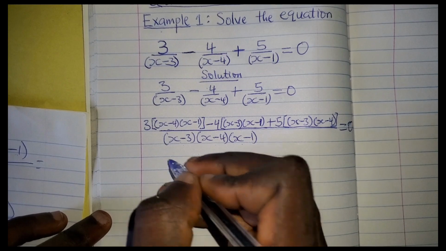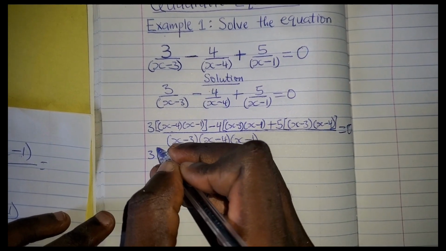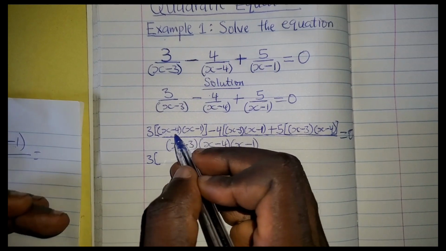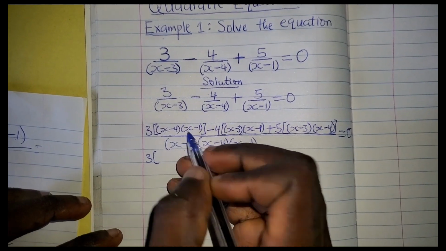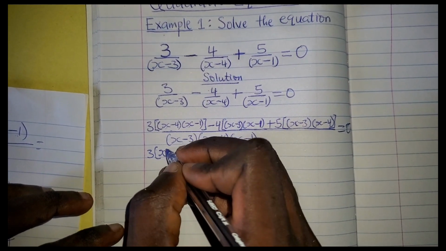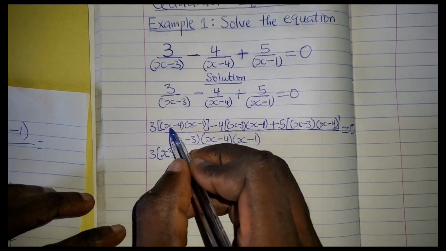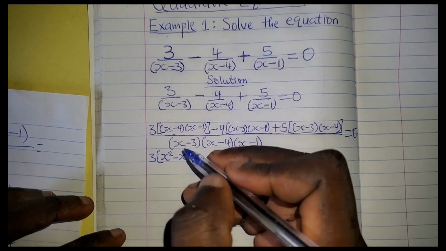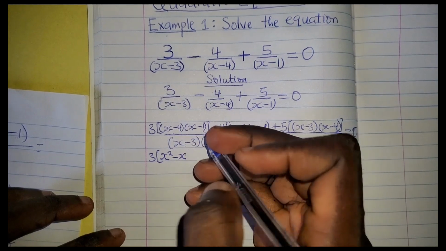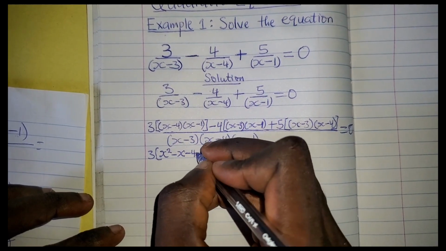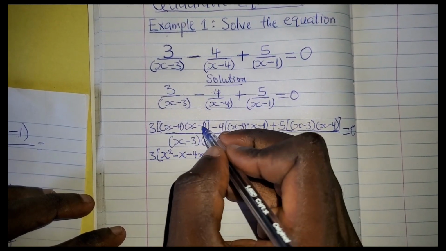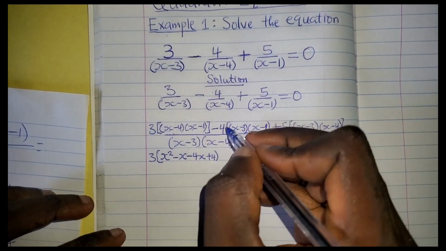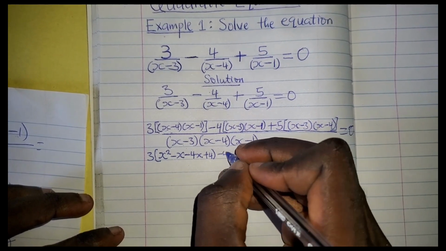So I have 3 to brackets. Then let's expand this. X times x will give me x raised to power of 2. X times minus 1 will give me minus x. Minus 4 times x will give me minus 4x. Minus 4 times minus 1 will give me plus 4. Okay?